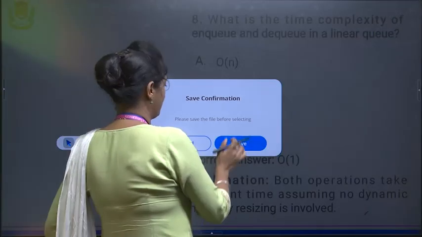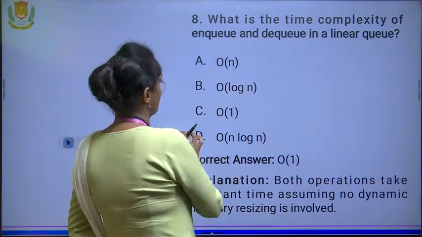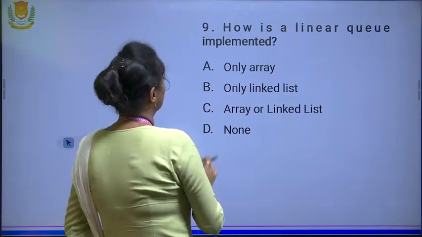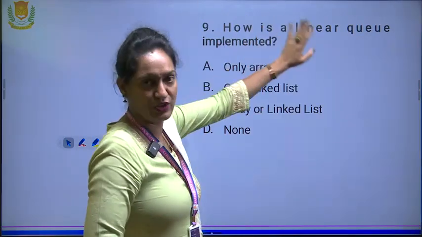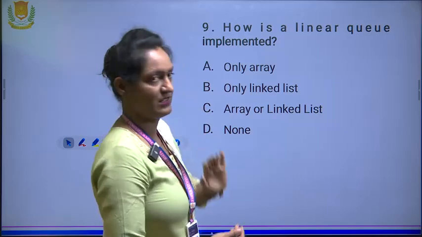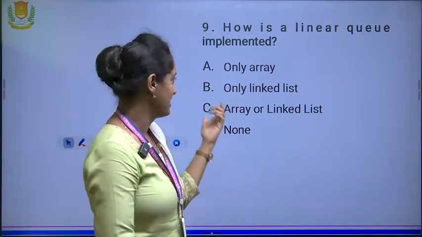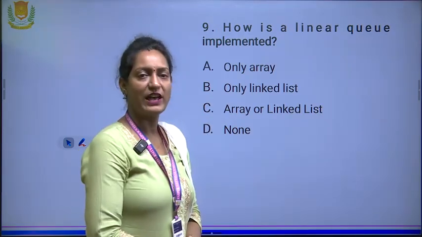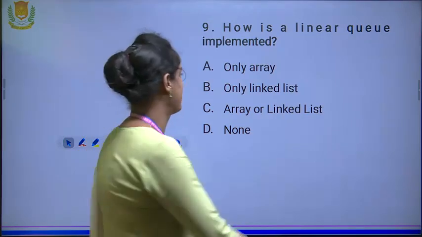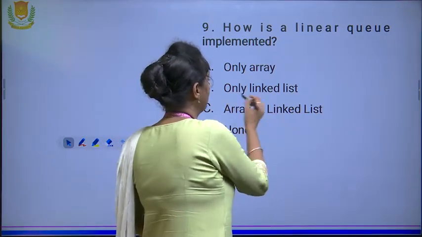So we will move ahead to the next question, question number 9, that is how a linear queue is implemented. So we have some options. Option A is via arrays, only via arrays. Option B, only linked list.